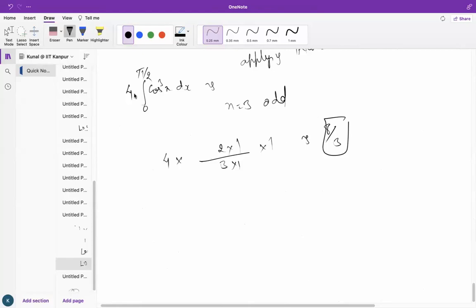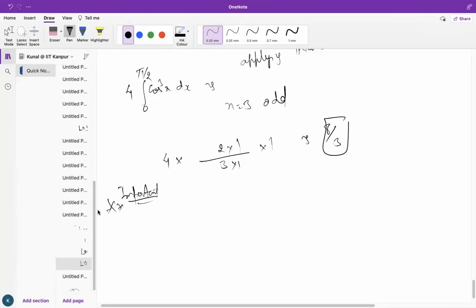Now let's take another example, which looks something like this. This is actually important, so you have to look into it very carefully. This is an important question. You have to understand it very carefully.